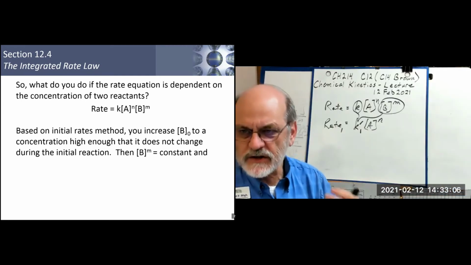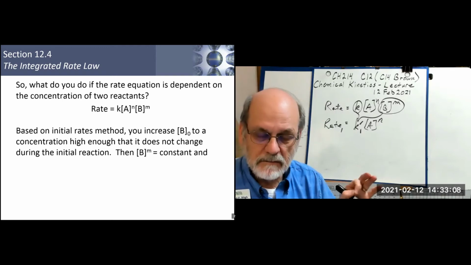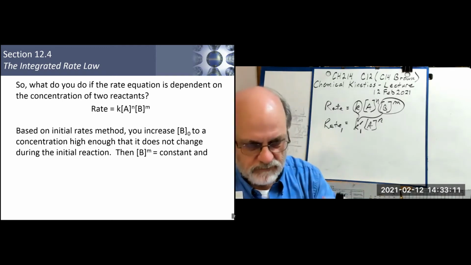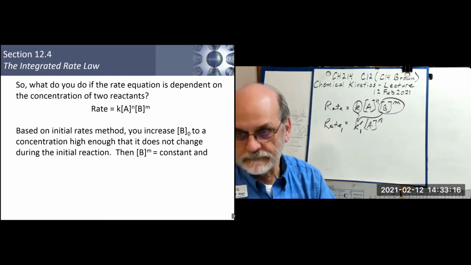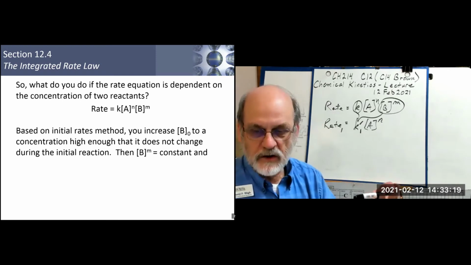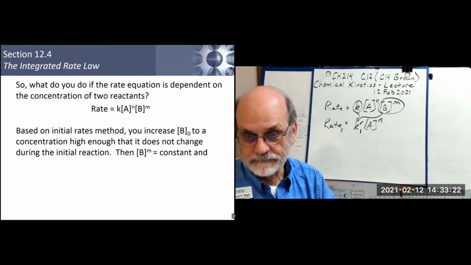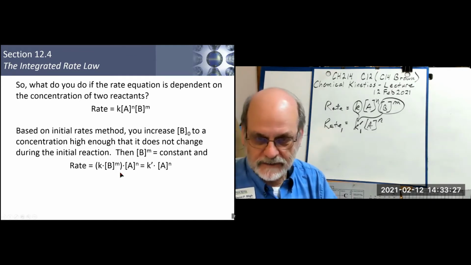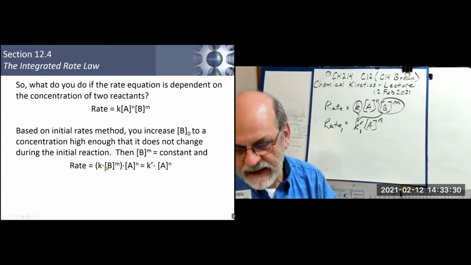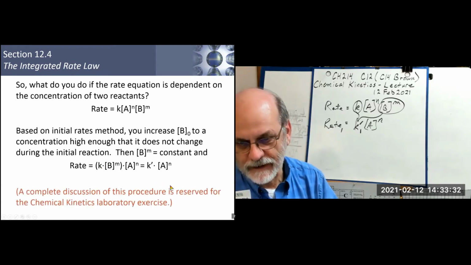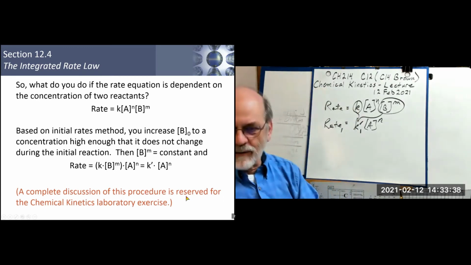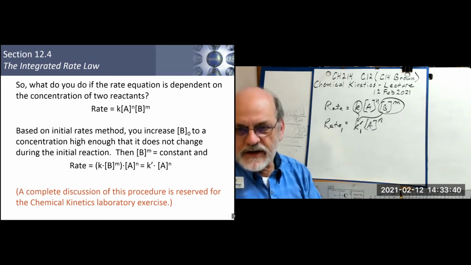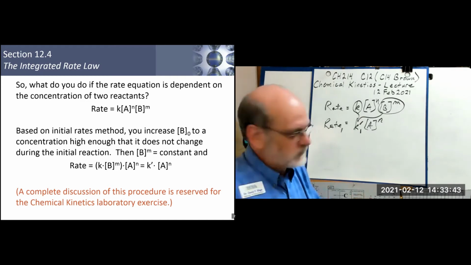There's a more complete discussion of this in the document for the kinetics experiment, the lab experiment. Okay, so you can get a more detailed explanation in that one. This is what it looks like, where you've incorporated B into the constant. So I'm not going to spend a lot of time on that right now, since the lab discusses it in nauseating detail.